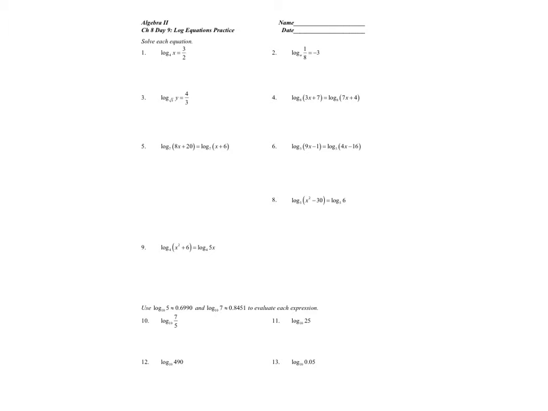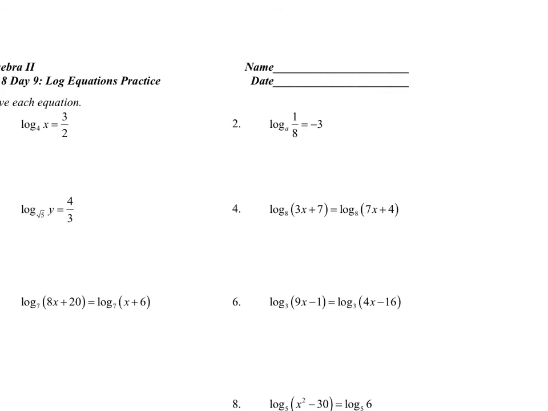So if we start with number 2, it says log base a of 1/8 equals -3. So remember, this here is your exponent. So I'm just going to write it as an exponential equation instead of a log. So I have a to the -3 equals 1/8. And to eliminate that exponent, I'm just going to multiply by its reciprocal.